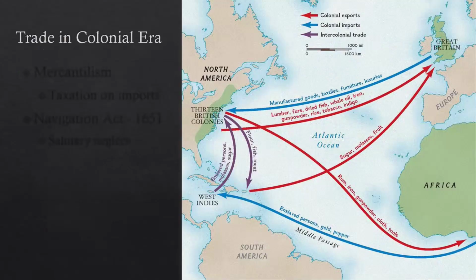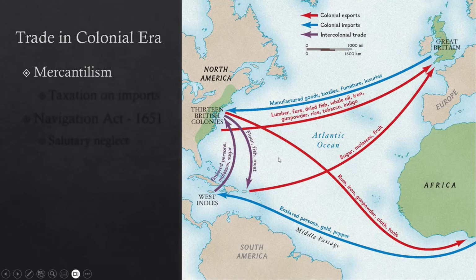But I want to circle back to mercantilism and talk to you for just a second about how it was being applied in the colonies. If you look at the map here, you're going to see something that may look familiar. This is a reflection of triangular trade. So the trade that occurred with the colonies was very, very controlled.